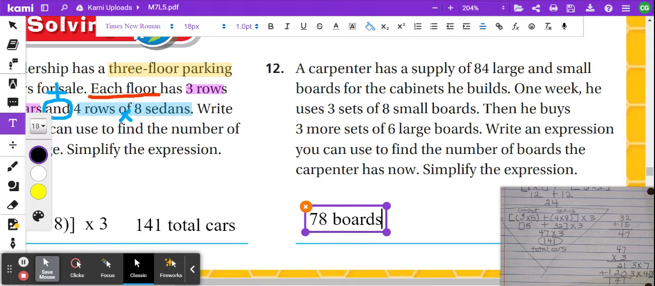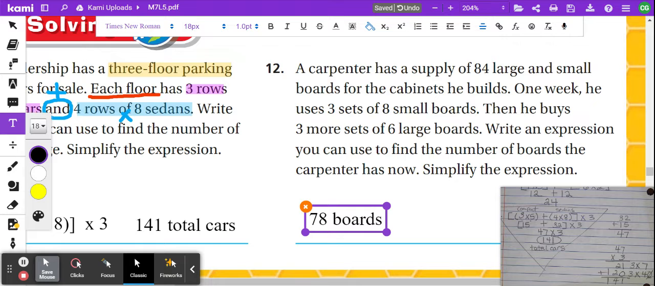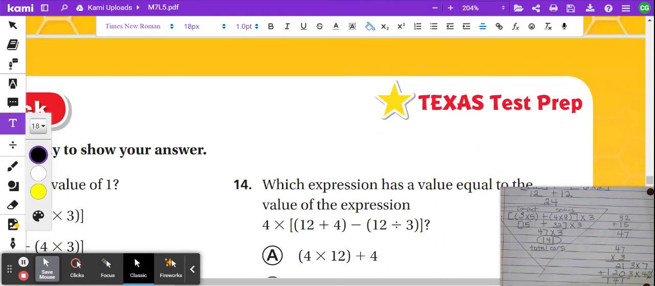So you have 78 boards. Now you'll write out what it is. Do you have to do this, Stevens? No, but I know that I have some kids out there that want to do them all, and that's what that one is. All right, let's move over to the next page.